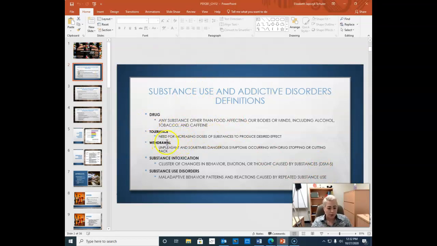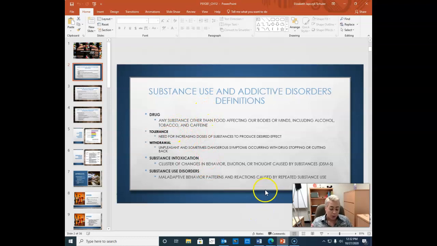With that being said, let me throw down some basic definitions for you to understand: drug, tolerance, withdrawal, substance intoxication, and substance use disorders. Now, you may have an idea of these, but let's look at how we're going to use them. So, drug: any substance other than food affecting our bodies and our minds. Some affect our minds more than our bodies, like psychedelic drugs, right? But these are often also over-the-counter or prescribed drugs. You take a Pepto-Bismol, that's a drug to help with your stomach issues, right? So we think of illegal and illicit substances with drugs, but we're also looking at prescribed drugs because there is an issue with the opioid epidemic and prescribed opioids.